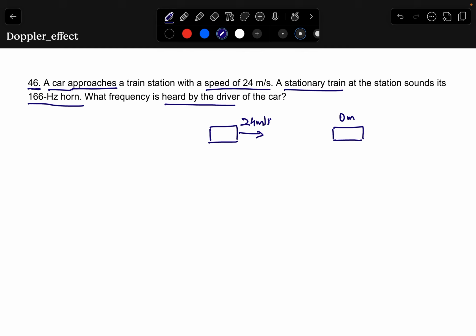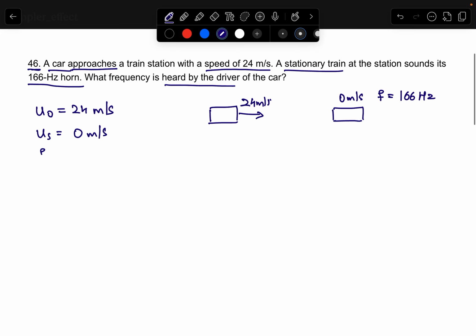This train is stationary, so its speed is 0 meters per second, but it has a horn with a frequency of 166 hertz. So my observer's velocity is 24 meters per second, and my source's velocity is 0 meters per second. My source's frequency is 166 hertz. And the frequency heard by the observer is unknown.